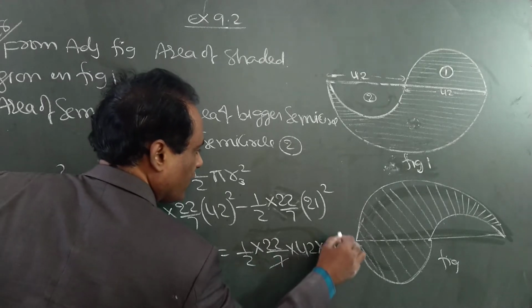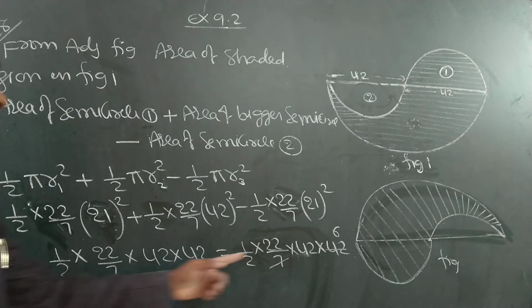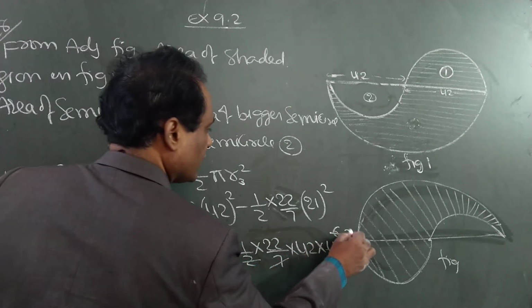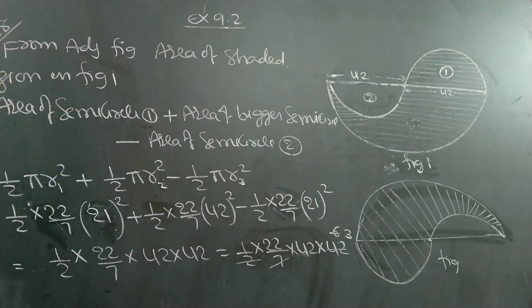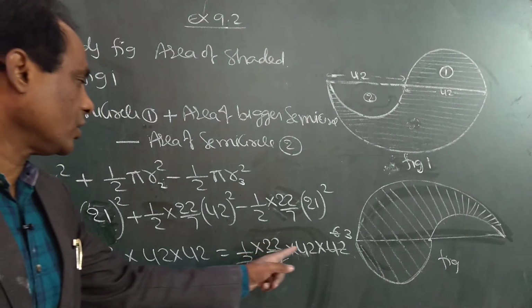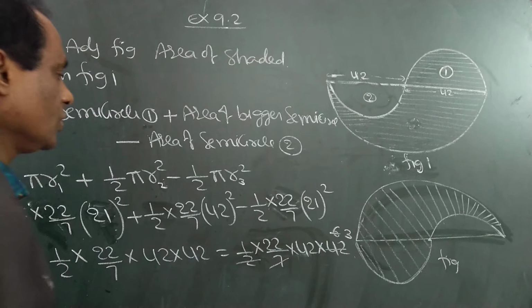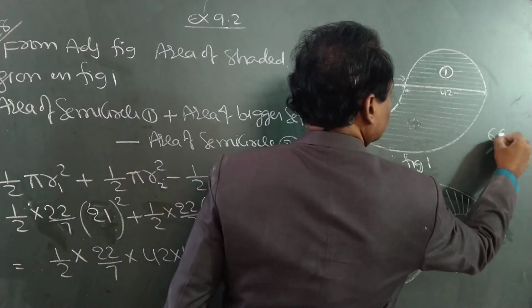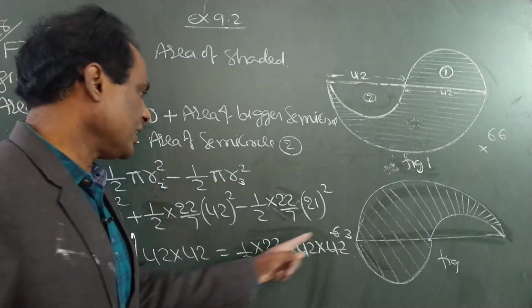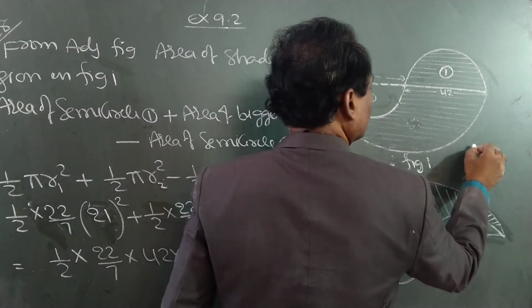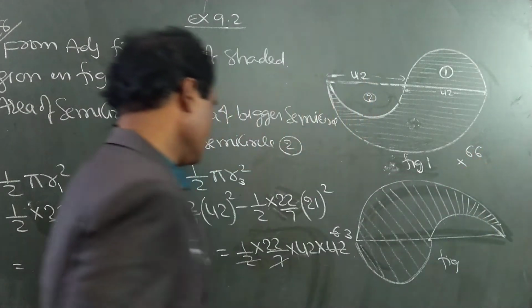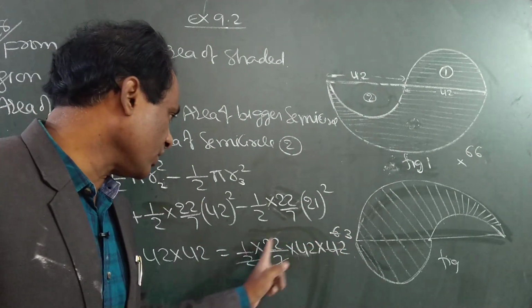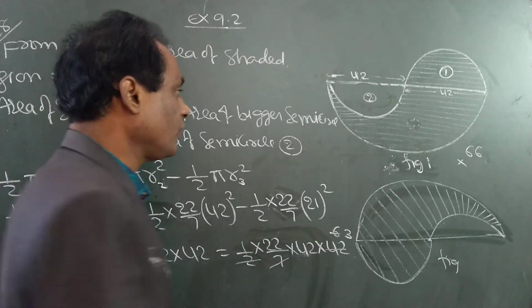Seven sixes are 42. 7 6 42. 22 into 42 into 3. 22 into 3 is 66. 22 into 3, 3 2s are 6, 66 into 42.